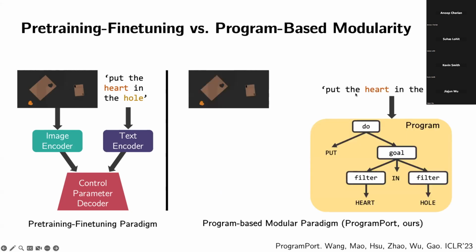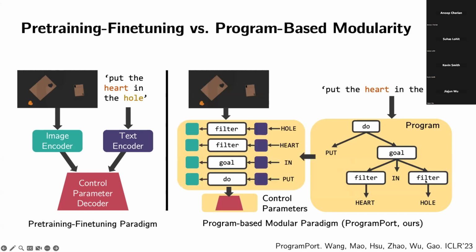For example, in the case of put a heart into the hole. You want to understand that there's an action of put, your goal is to find something that is a heart, and you want to find something that's a hole to put the thing into. And then you can send these specific primitives to corresponding modules, for example, locating and finding the holes and parts, and for actually performing the action, the do module has an action policy associated with it, which can perform the task for you.